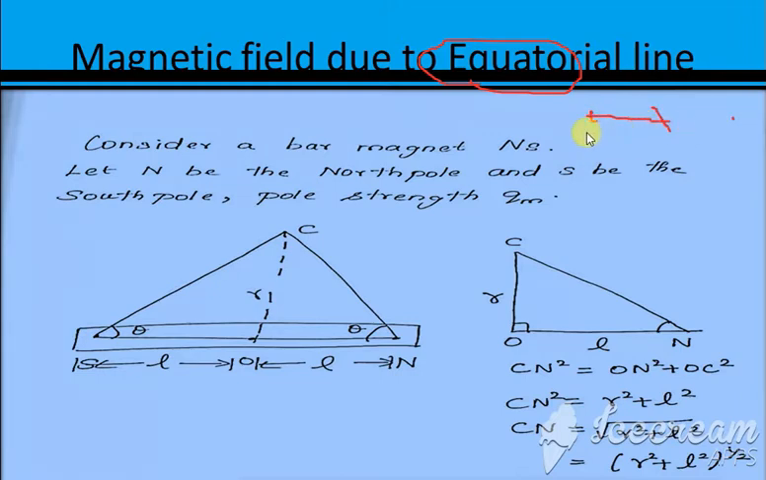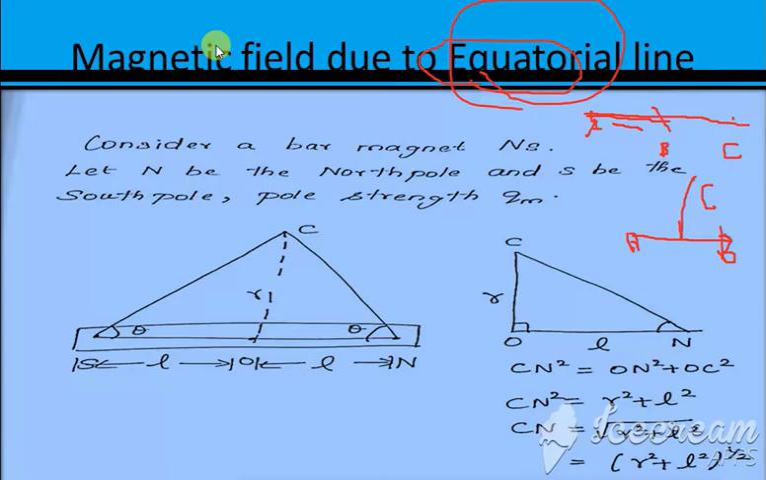So if this is A and B, and this point we are considering as C. If you consider along the axis, that is said to be along the axial line. But in the equatorial line we are considering the 2 points, which are A and B, and to these 2 points we are considering a point C which is perpendicular to this. So that denotes your equatorial line.